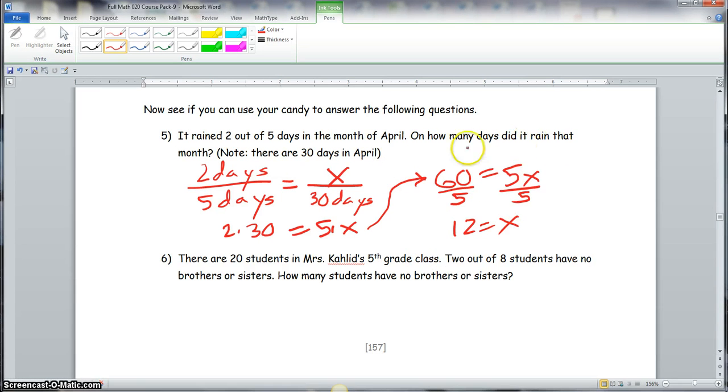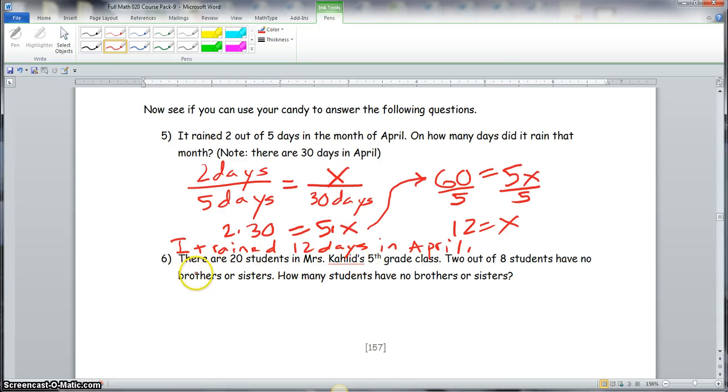It says, on how many days did it rain that month? You could write this down here. It rained 12 days in April. Okay, and that will be your final answer.